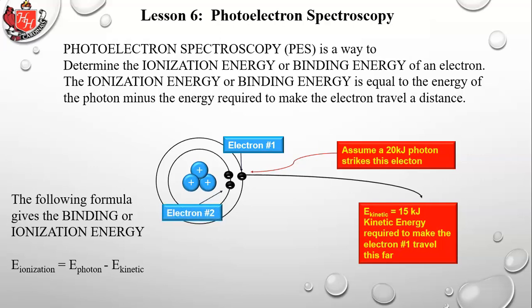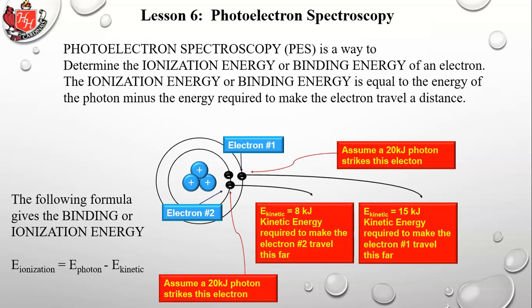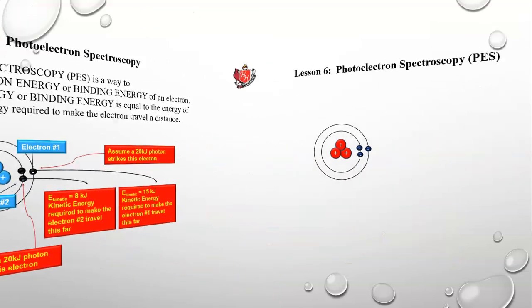So here's electron number 2, and assume a 20 kilojoule photon then strikes electron number 2. That electron can travel a distance that requires 8 kilojoules of energy. It's similar to the way you would measure energy, and we do this in my physics classes. How much energy did you put into a ball? We go out on the field, we throw a ball. How much energy did you have to put into that ball to make it travel a certain distance? We have a way to measure that even in high school physics classes.